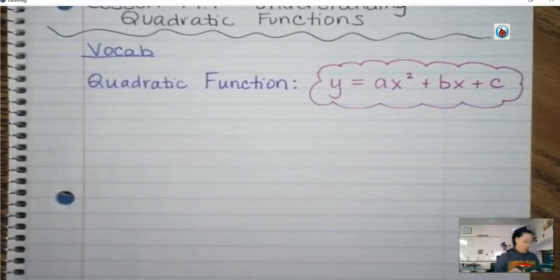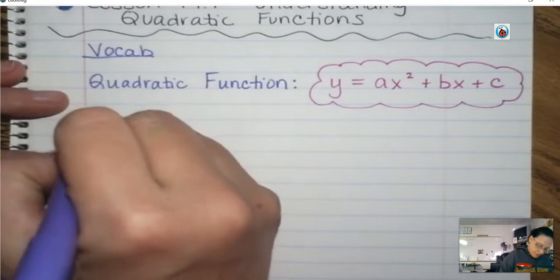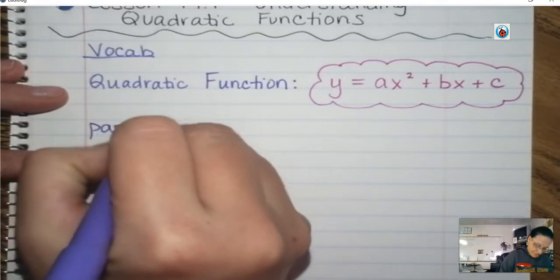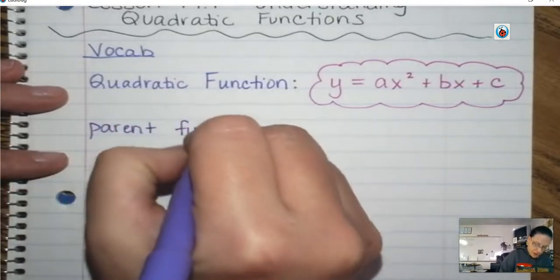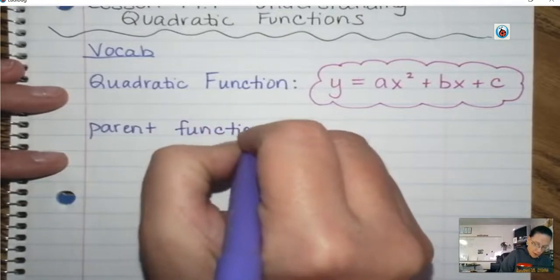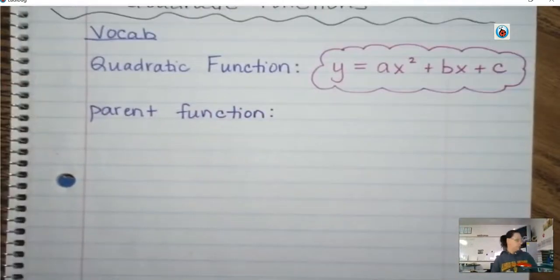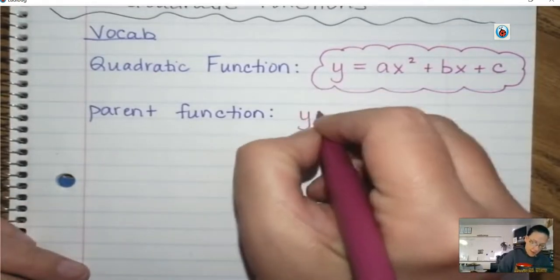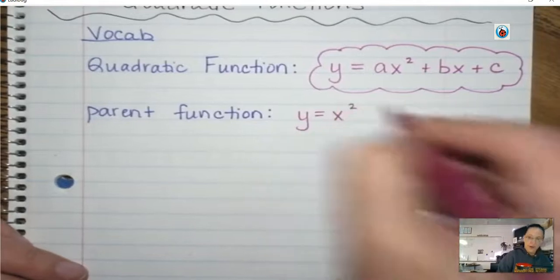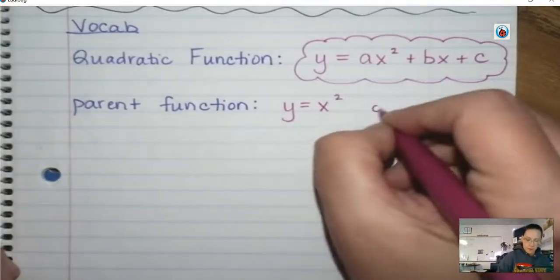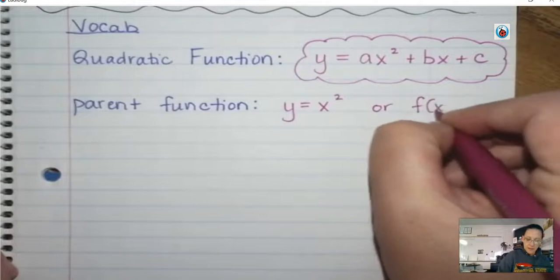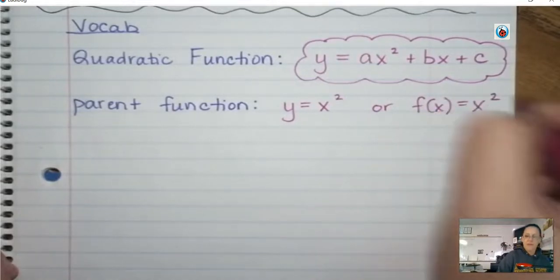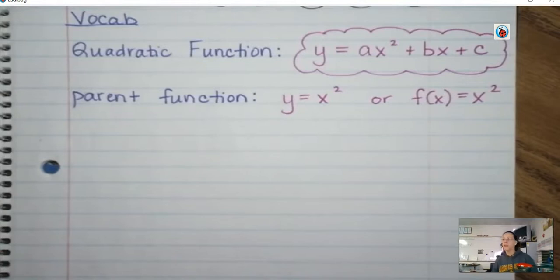Okay, next one is parent function. So it's just the most basic way to write this equation. And that is y equals x squared. Or sometimes, remember, they'll use f of x instead of y. Or g of x or whatever. It just still means y. It's the output.